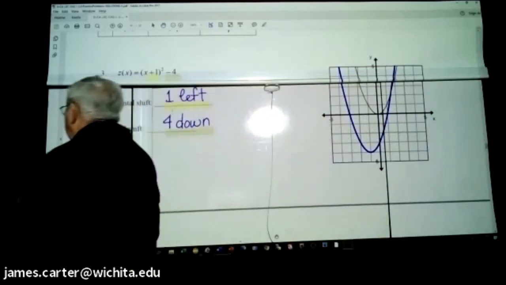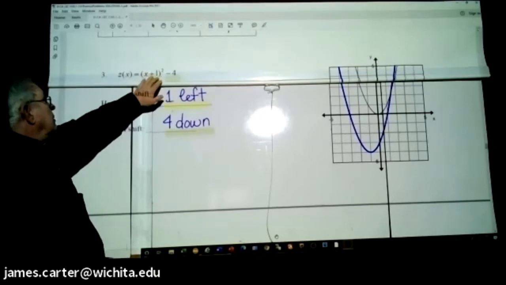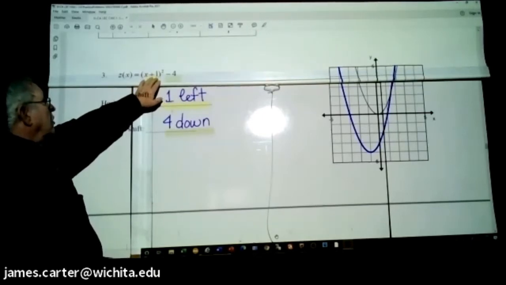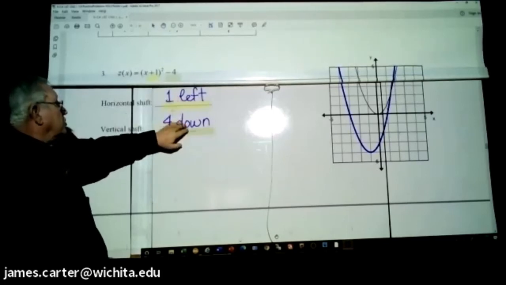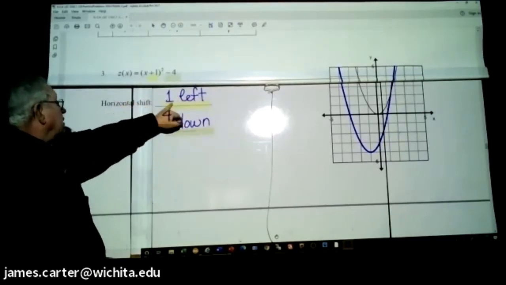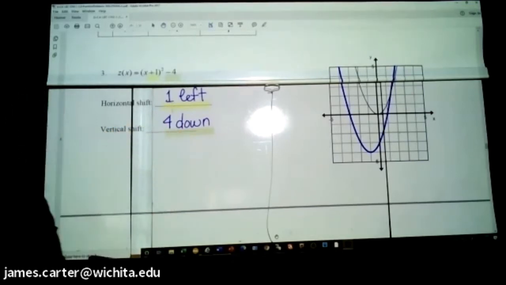On my test and on the final, you will have problems similar to this, where you are given an equation and you have to tell what transformations are happening. You would say it has a horizontal shift of 1 left, a vertical shift of 4 down.